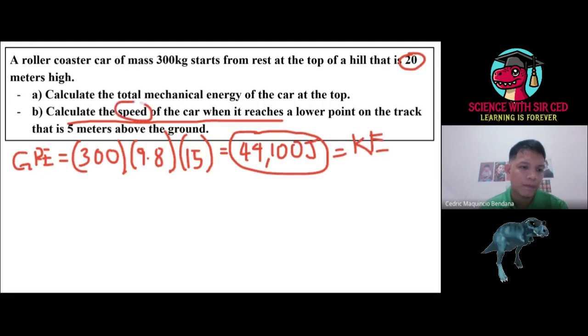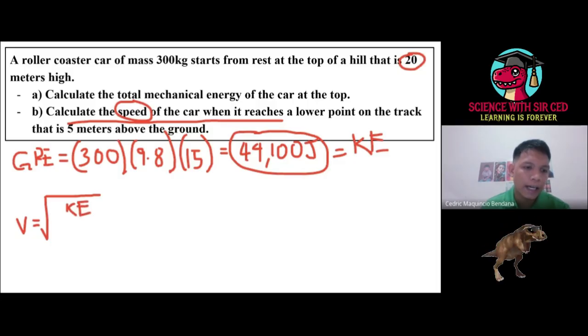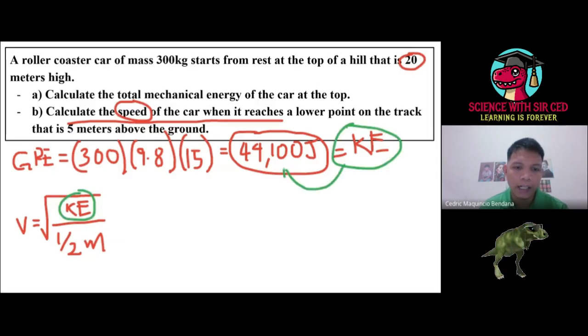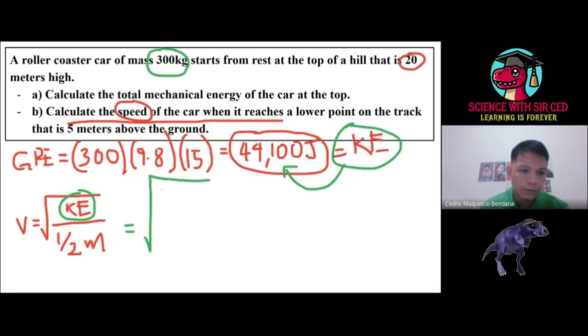How can we do that? Velocity is equivalent to the square root of KE divided by 1/2 mass. Is KE available? Yes, they are equal. Do you have mass? Yes, 300. Let's substitute. So KE is 44,100 divided by, sorry, that's 150.